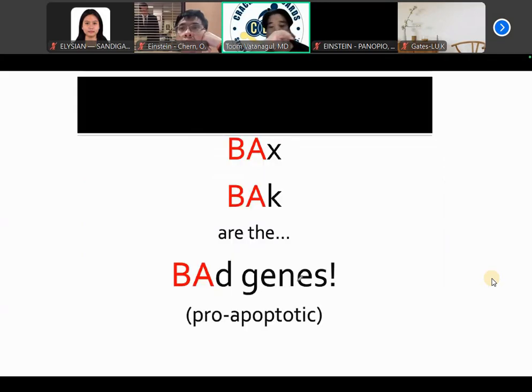Okay. So this is the mnemonics here. BAX, BAD, BAK are the bad genes. Okay. Bad, BAK are the bad genes. So please remember that by heart.